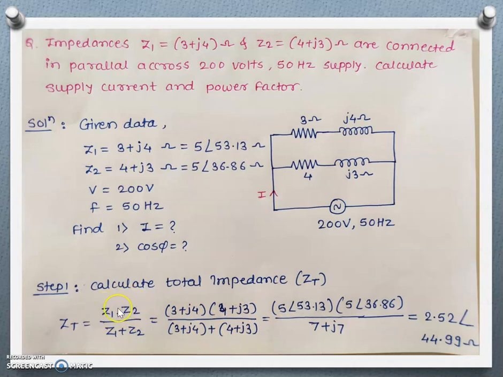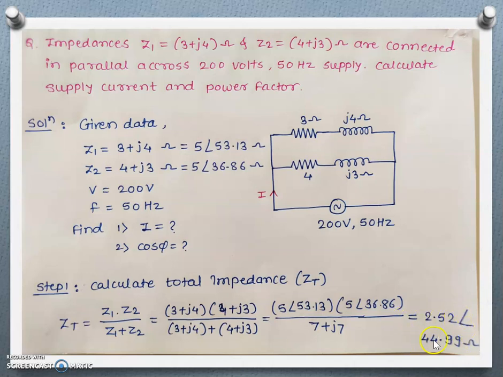To multiply these impedances, we have to convert them into polar form. So 5 at an angle of 53.13 and 5 at an angle of 36.86. But there is an algebraic sum, so we can write it in rectangular form. This is 3 plus 4, 7, and this is j4 plus j3, j7. So we will get 2.52 at an angle of 44.99 ohm.